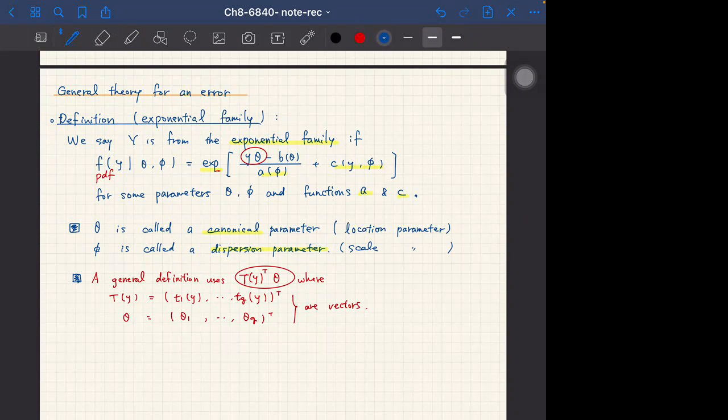For example, if we think about the exponential distribution, then phi represents some scale, and theta is called the canonical parameter, and this is the location parameter. Theta is basically here in the numerator. You can see in the next example why it represents the location.